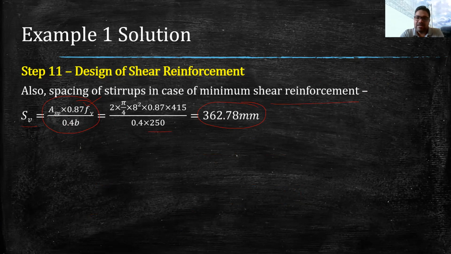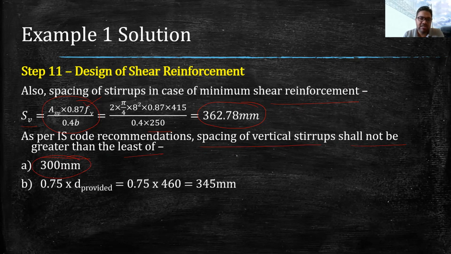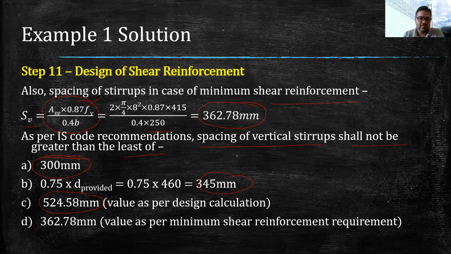Now, besides this, there are two other limitations as per IS code. As per IS code recommendation, spacing of vertical stirrups shall not be greater than the least of: A, 300 mm. That is one aspect. B, 0.75 times D provided, which is 345 mm. C is 524, the value we have calculated as per the design calculation. And D, 362.78, the value as per minimum shear reinforcement requirement. So the least of all four is 300 mm.